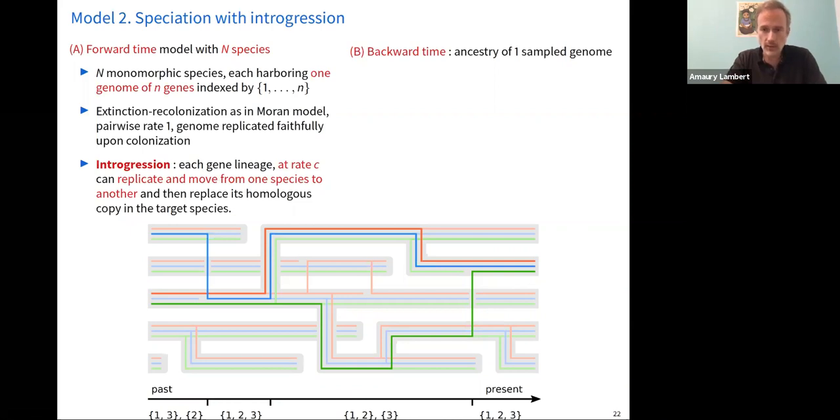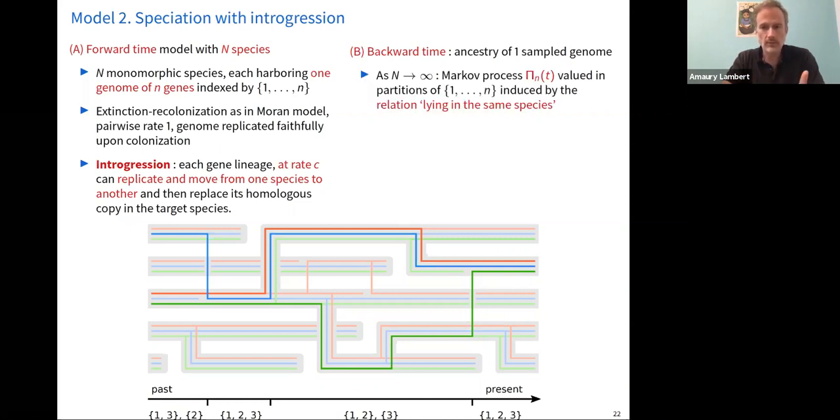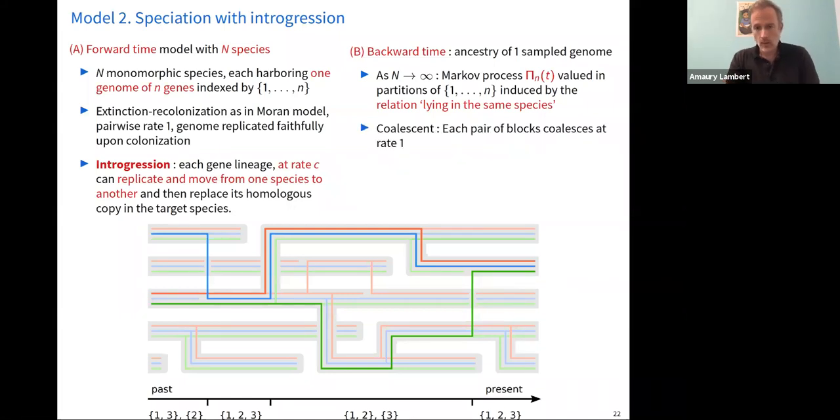And now in backward time, you look at the ancestry of one sample genome. So you look at the genome on the right, and you follow its ancestry from right to left. When you do that, you are actually following a partition induced by the relation of lying in the same species that I introduced in the previous slide. Of course, you have these coalescent events, which are the dual to the colonization event in forward time, so that each pair of blocks coalesces at rate 1.